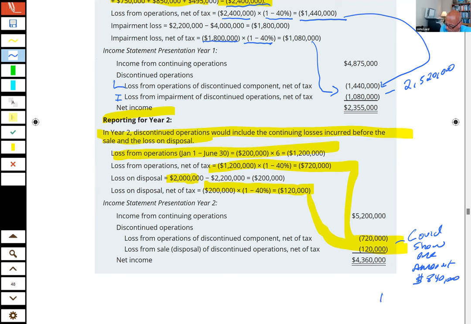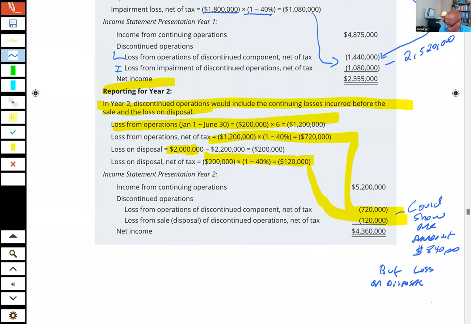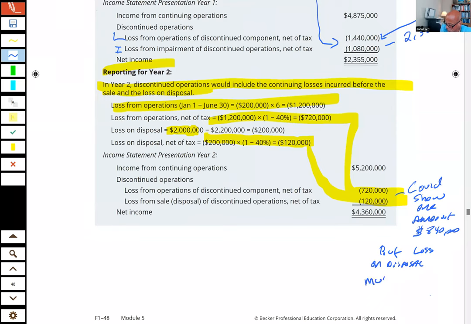Okay. But the loss on disposal must be disclosed. So even if you didn't report it on the face of the income statement, the way they showed you there, you would have to report it somewhere in the footnotes or something like that. Or you could do it right on the face the way they did.